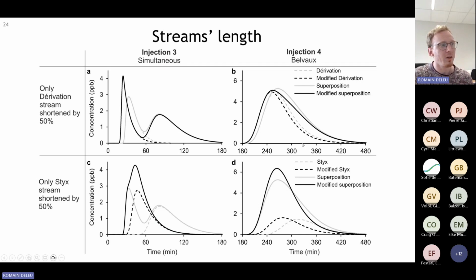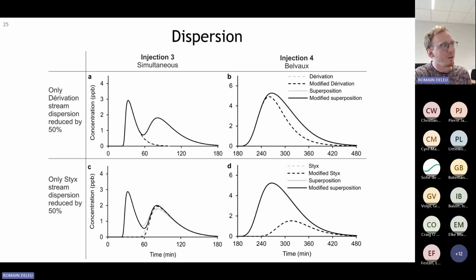And for injection 4, the stream length doesn't change that much. It changes the shape of the curve at the outlet a bit, but it's still one single peak. And finally, if we change the dispersion, as you can see, it doesn't change that much. The difference between the gray curve and the black curve is not clear. There is a very slight change, but it doesn't change that much.